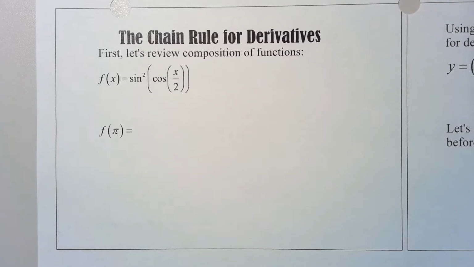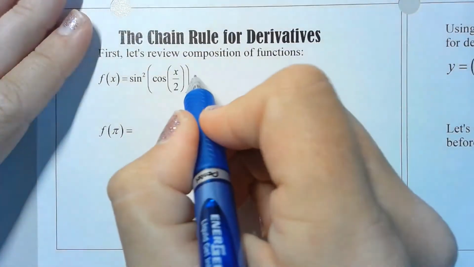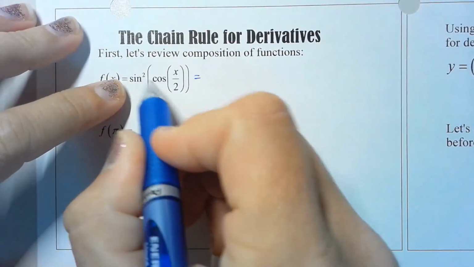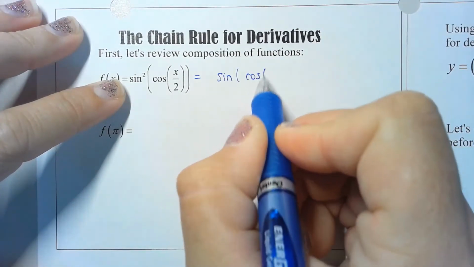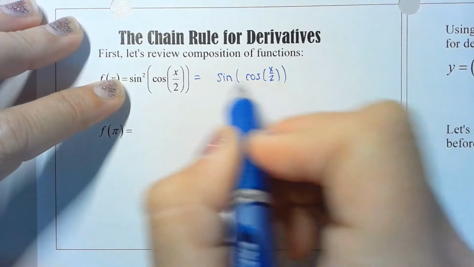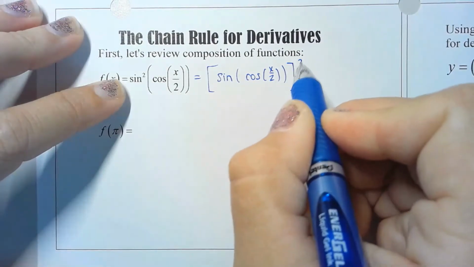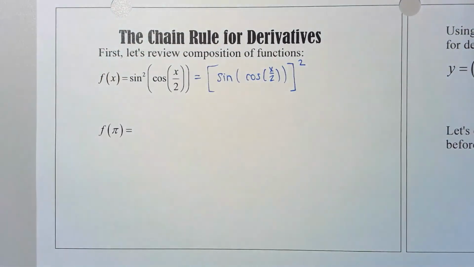So I have this lovely function here, f of x equals sine squared of the cosine of x over 2, and we'd like to find f of pi. All right, well, a couple of things in here. One thing to realize is sine squared of something means the sine of that thing, cosine of x over 2, all squared, right? That's what it means. Sine squared of means sine of blank squared.